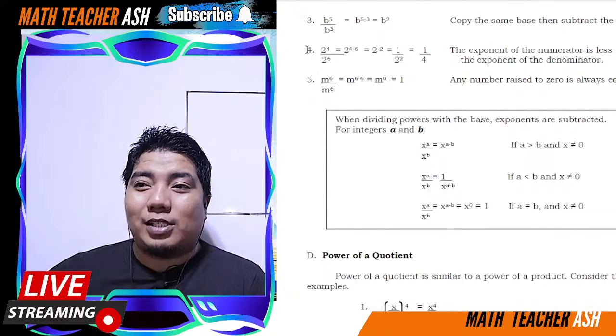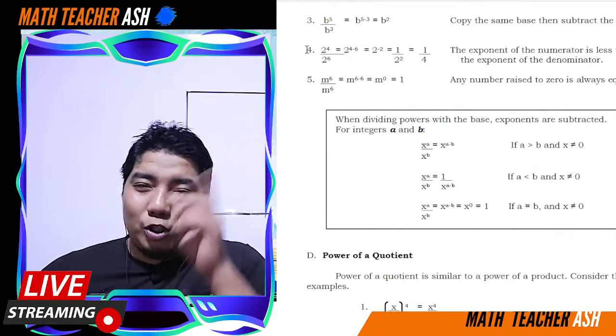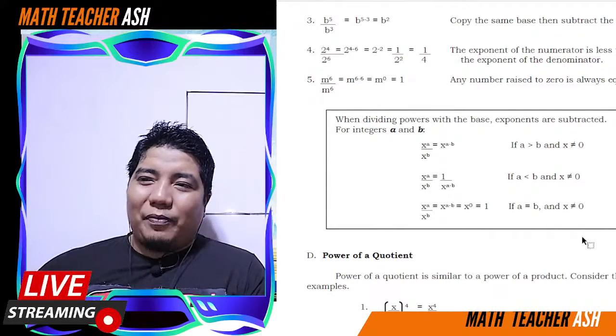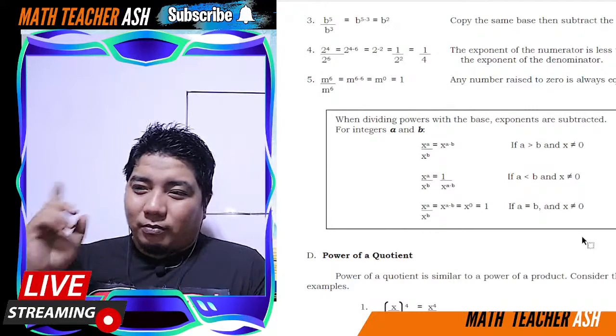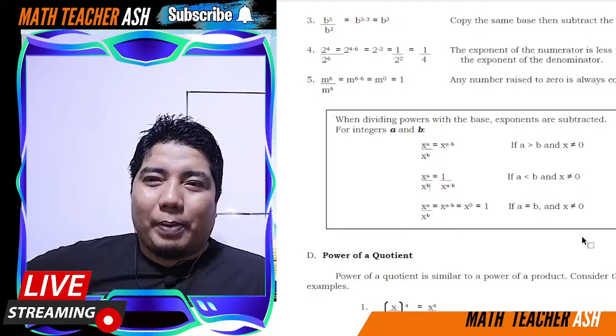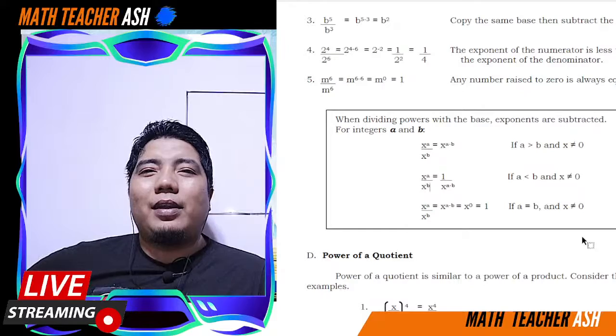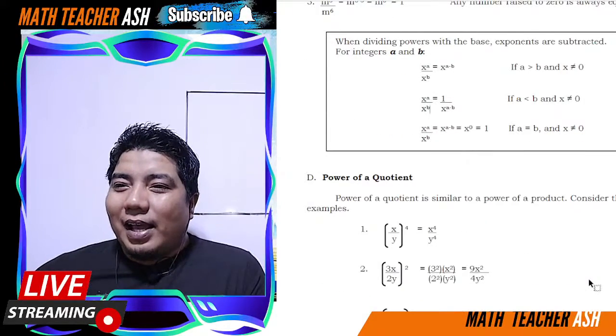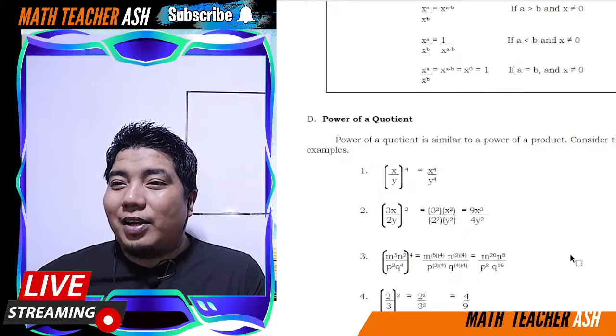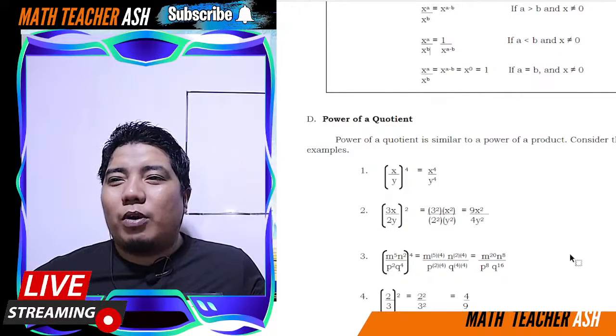Katulad kanina, ito, example number 4. Okay? So, you will get the reciprocal. And if a and b, yung exponent na a, tsaka yung exponent na b ay magkapareho, then the answer will always be equal to 1. Alright. Now, we have here another rule, the power of a quotient.